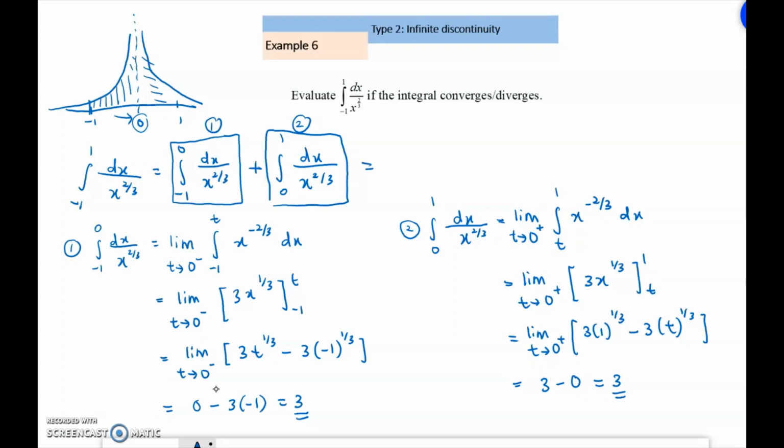So then what we need to do is substitute this into the right hand side, where we have 3 plus 3, which is equal to 6. So it is a finite number. Since the limit is a finite number, we can conclude that the integral converges and the value is 6. So that's all for the example.